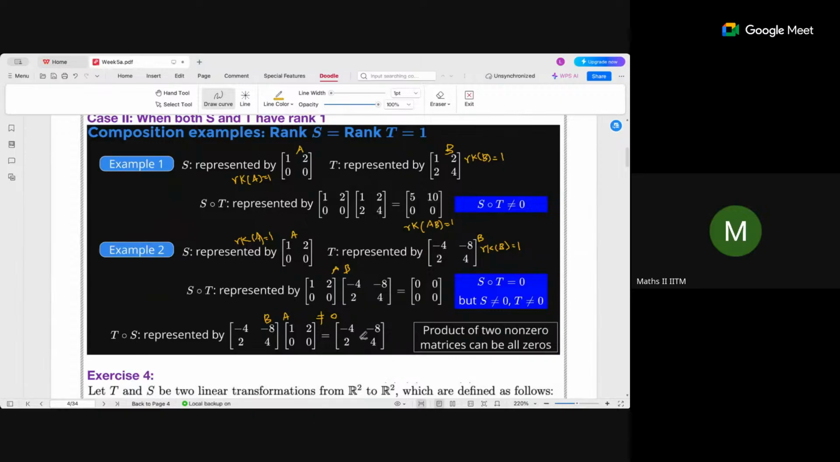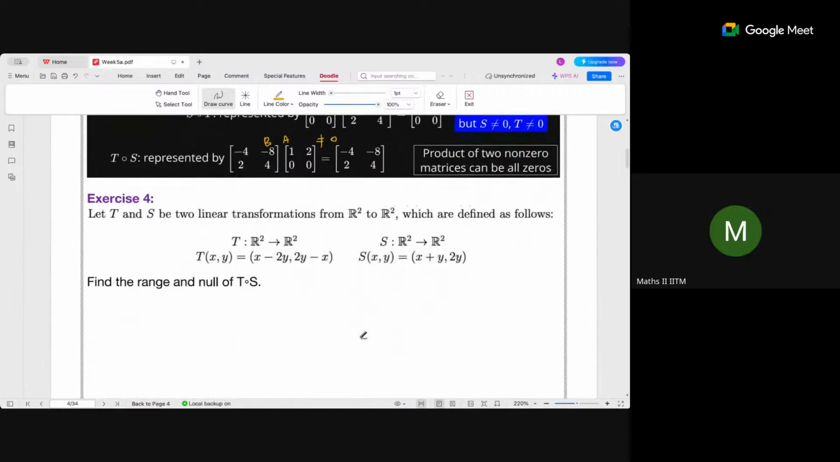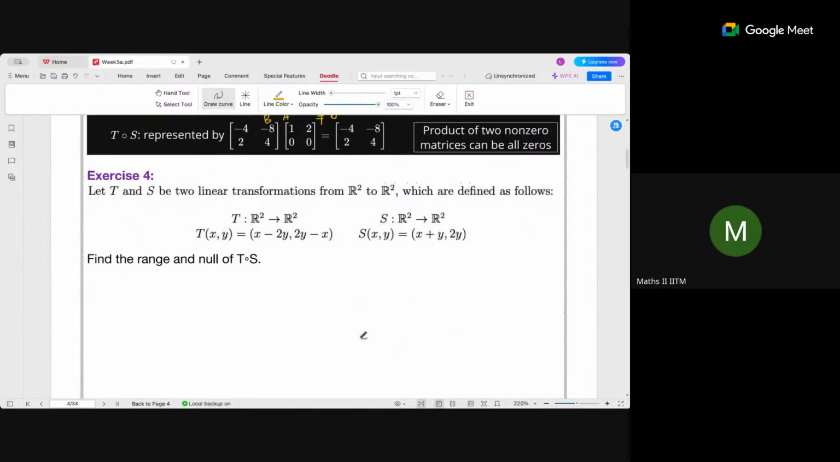Fine. Now, let us take a specific example. First of all, I'll suggest everyone take your paper and pen. Try to compute what is the composition S of x comma y. First compute this and tell me, and then we will calculate the range and null space.